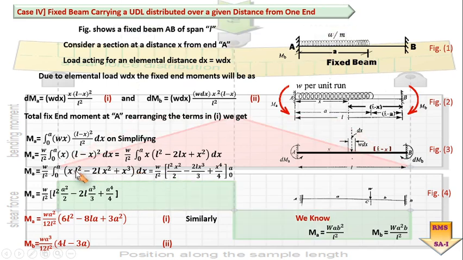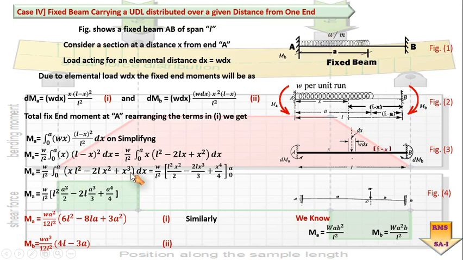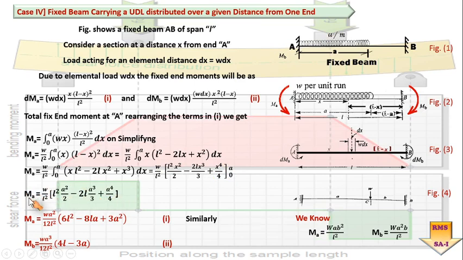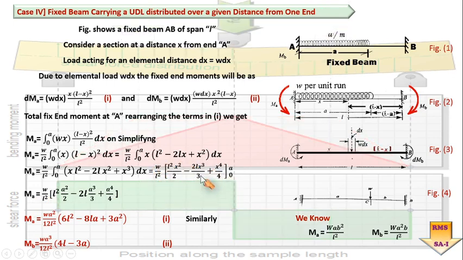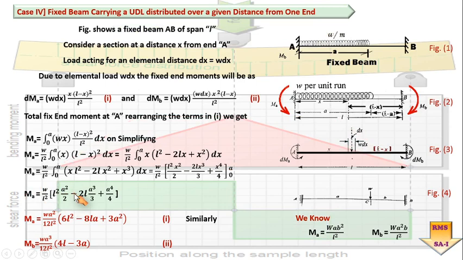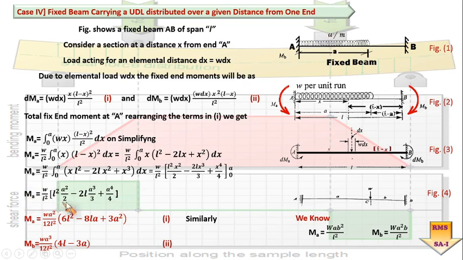So here, L square X square by 2 minus 2L X cube by 3 plus X raised to 4 by 4, and the limits are from 0 to A. So after putting these values for A and 0, I will be getting this particular equation for MA. So here at 0, if I put X equal to 0 throughout this, the total equation will be 0. But if I put X equal to A, so I have MA is equal to WL square in the bracket, L square A square by 2 minus 2L A cube by 3 plus A raised to 4 by 4.